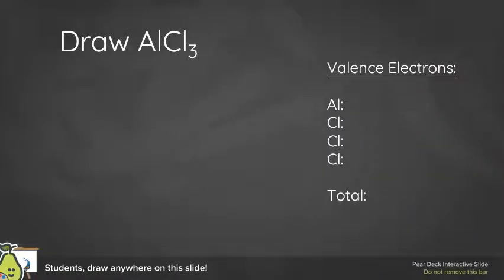All right, the next one we're going to look at is aluminum bonded with 3 chlorines. We'll call this aluminum trichloride. So aluminum is going to have 3 valence electrons, and chlorine each have 7. So that's going to be a total of 24 valence electrons. We're going to put aluminum in the center, so there's one of it, and then we have 3 chlorines. We're going to put those around it.